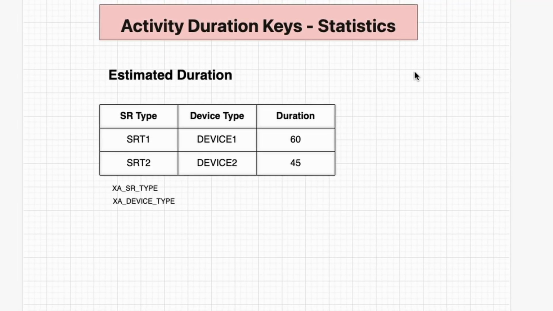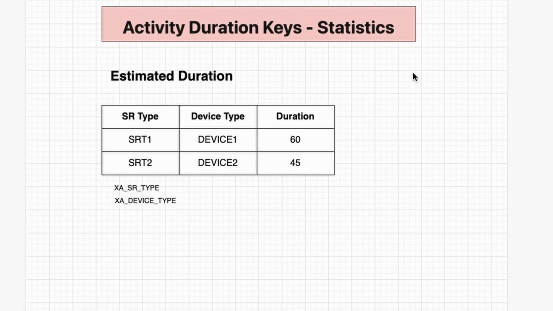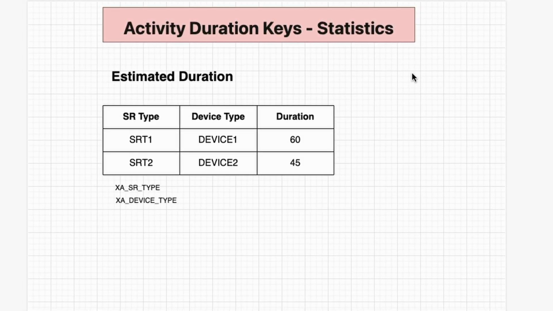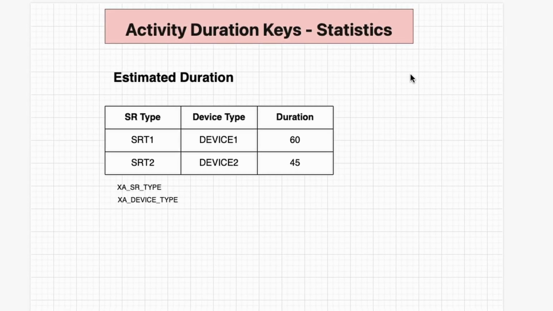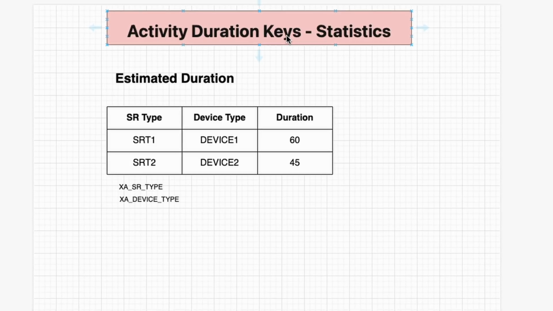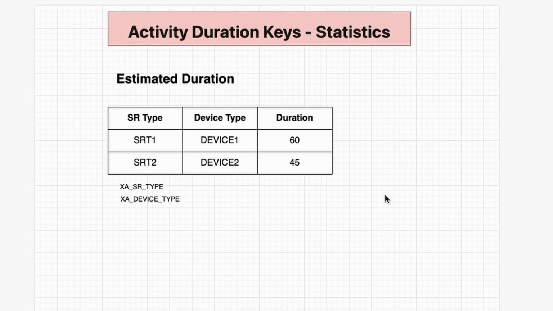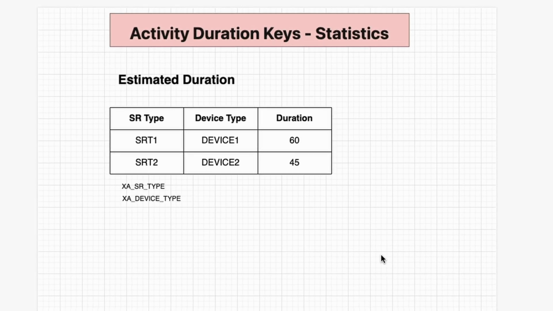You know that Oracle Field Service automatically calculates estimated duration for every task based on statistics, based on historical data, but they have given a number of configurations related to activity duration key. It totally depends upon business to business. Accordingly, we can set the keys, we can override it.